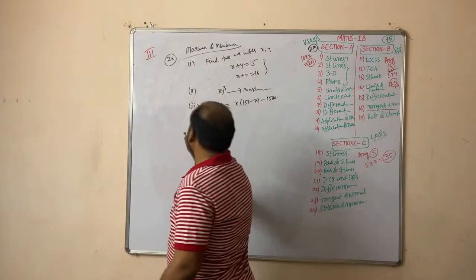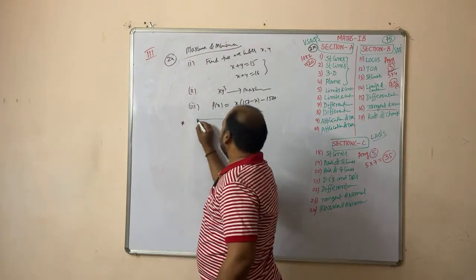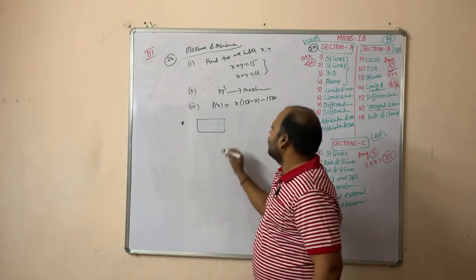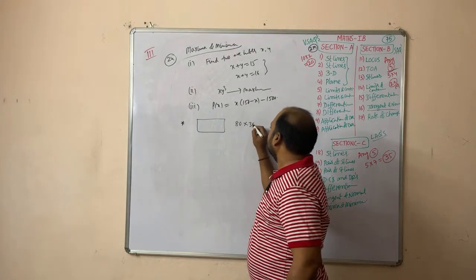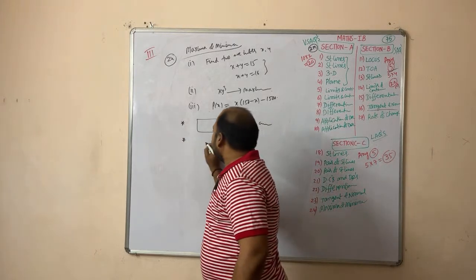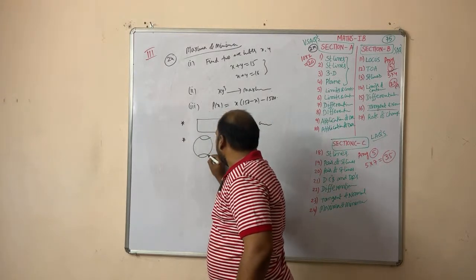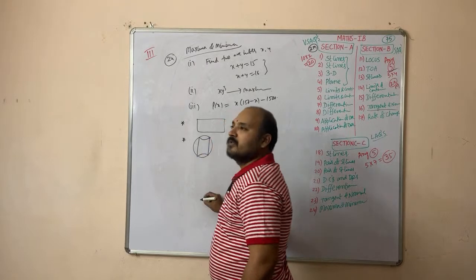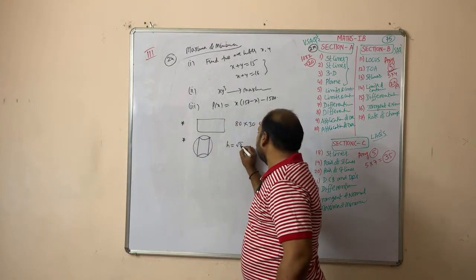Next, in the standard questions, the rectangular sheet. Recently I kept it in a live video. Rectangular sheet, 80 cross 30 centimeter question. Next, right circular cylinder. That also I gave in the live video. H is equal to root 2 question.